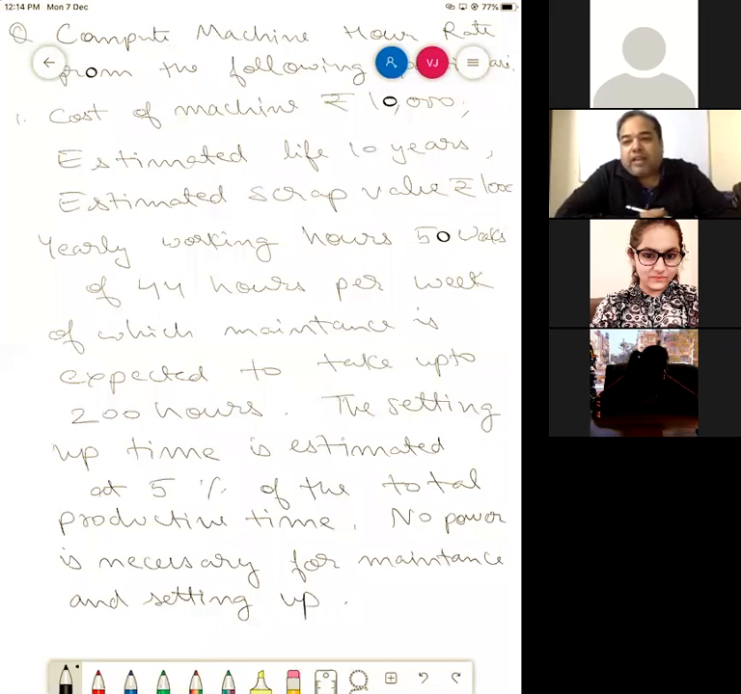So some of the items that come under machine expenses are your depreciation. Another one is your maintenance. And in this question, we have to compute maintenance, and also some of the other machine expenses are the repair. So we need to compute from this information only.